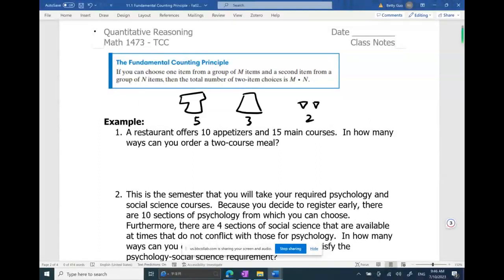So you have 5 options for the top, 3 options for the skirt, 2 options for the heels. Now how many different ways can you dress yourself? Simply multiply all 3 numbers. 5 times 3 times 2, 30. You have 30 different ways to dress yourself. I hope after this second example, you have a clearer understanding of the fundamental counting principle. Once you read the question, find the task, and then find the parts or steps in the task.